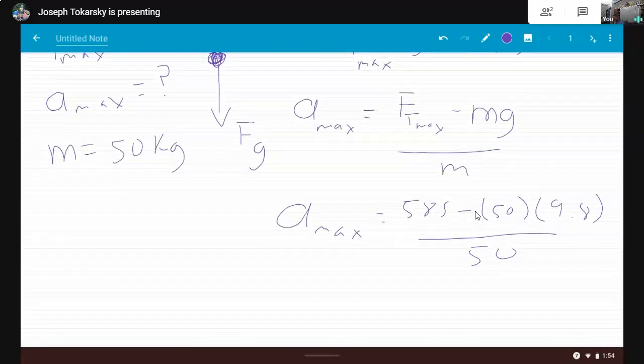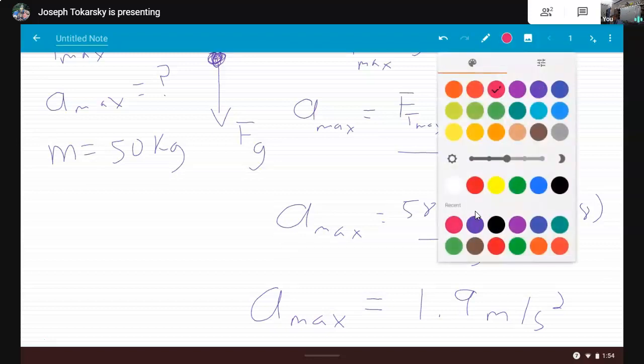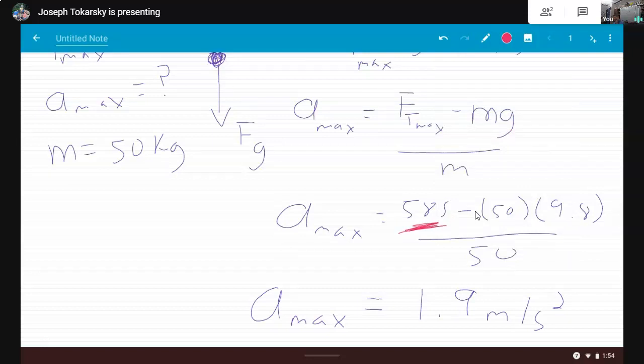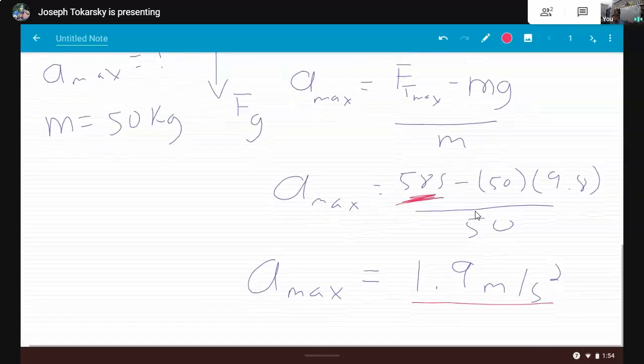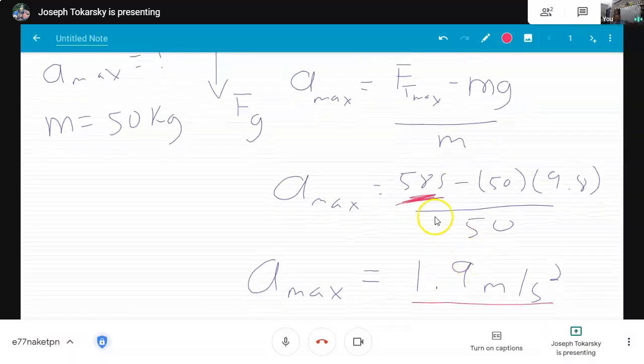Give me a second to run these numbers. And I get a maximum acceleration of 1.9 meters per second squared. If I yanked up this bucket with that positive 1.9 meters per second squared, that would put me right at the breaking point, just being safe, because I used the breaking point 585, the maximum tension, in other words, to find that number. So if I yanked up with an acceleration any greater than that, that thing's snapping.